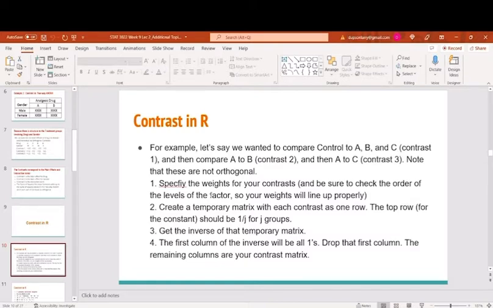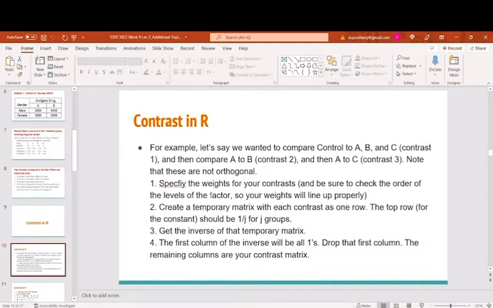Which means there are 4 levels of treatment here: control, then A, B, C. In contrast 1, you actually want to compare control with the other 3 levels of treatment. Then contrast 2 is trying to tell you that you want to compare A and B, and then A to C in contrast 3. Now, the question is, you have been given textual information about contrast 1, contrast 2, and contrast 3. How do you set that up?